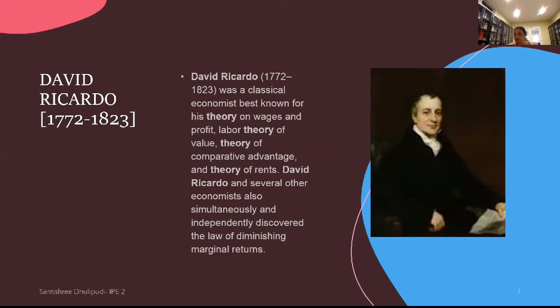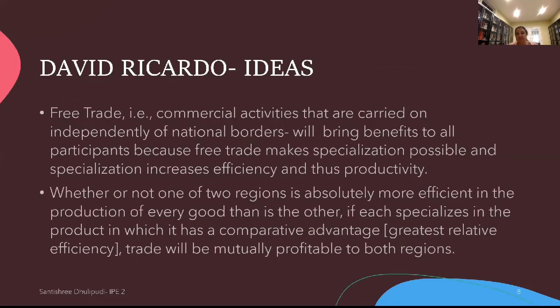Second, David Ricardo, 1772 to 1823, was a classical economist best known for his theory on wages and profit, labor theory of value, theory of comparative advantage, and theory of rents. David Ricardo and several other economists also simultaneously and independently discovered the law of diminishing marginal returns.